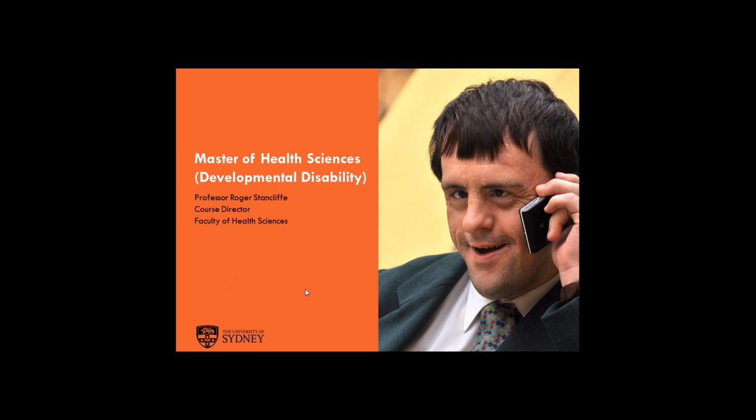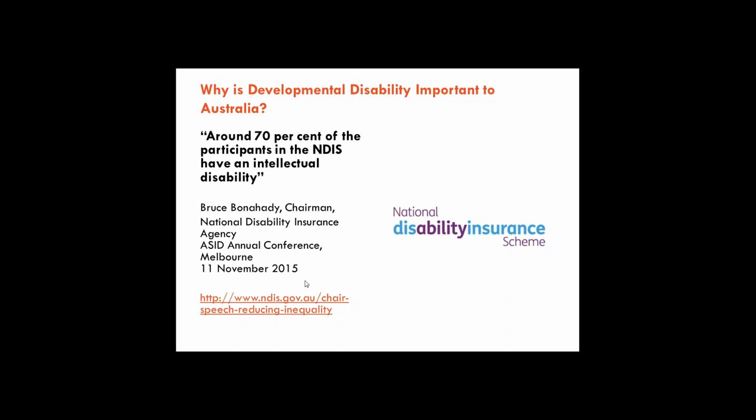Okay, so moving along, a really important development in Australia, as you all know, is the implementation of the National Disability Insurance Scheme. I was at a presentation in Melbourne in November by Bruce Bonyhady, the chairman of the National Disability Insurance Agency, and he said, the words in the quotes at the top there, around 70% of the participants in the NDIS have an intellectual disability. I really want to emphasise that, because the NDIS is a hugely important change in disability services in Australia, and is the source of many important opportunities for employment and for innovation.